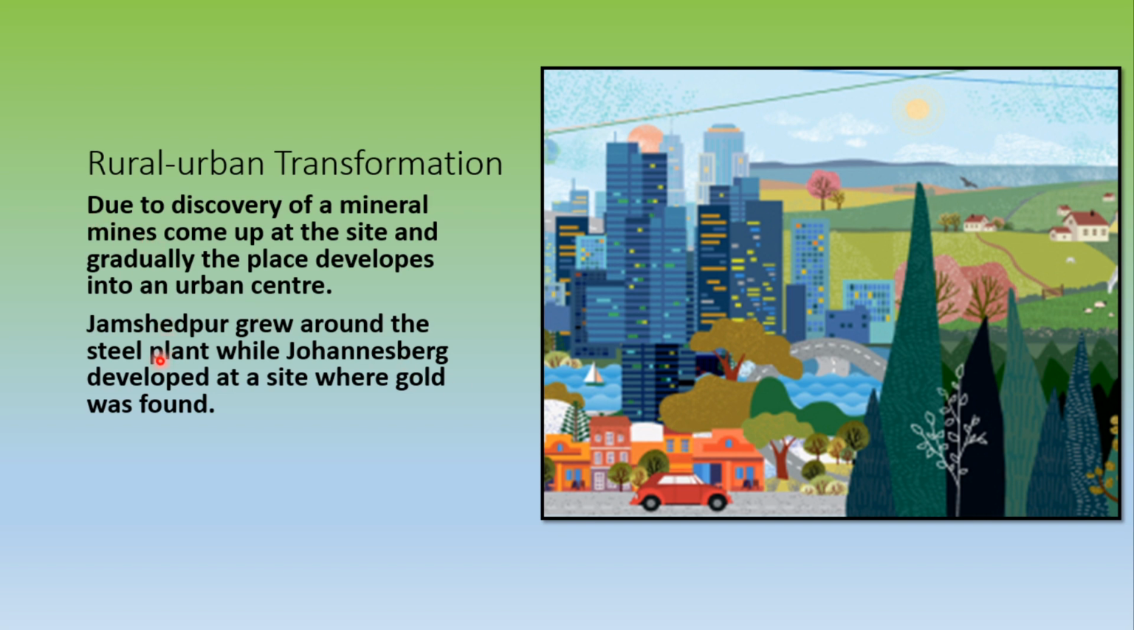The South African city of Johannesburg developed mainly because of a huge amount of gold which was found over there. In India, Jamshedpur grew around a steel plant. These are just a few examples of how rural areas have gradually transformed into urban centers.